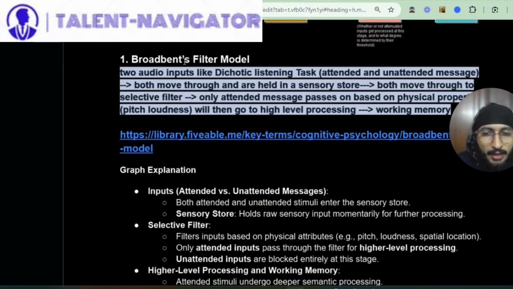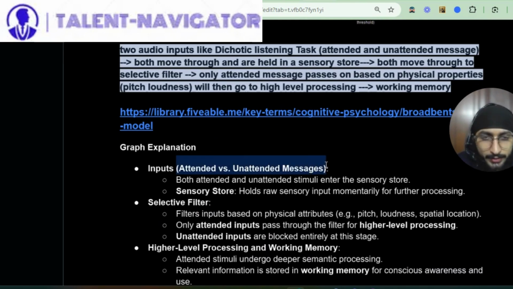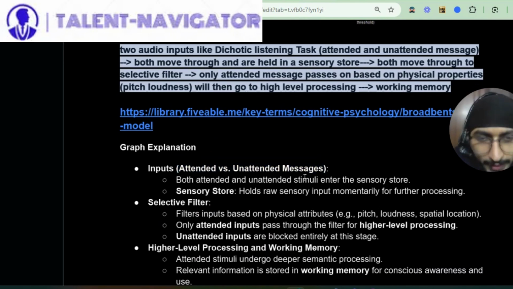Now graph explanation. The graph is basically the picture that is uploaded above. So inputs are attended and unattended messages. Both attended and unattended stimuli enter the sensory store. The sensory store basically holds raw sensory input momentarily for further processing. Now the selective filter filters inputs based on physical attributes like pitch, loudness, spatial location, amplitude, etc. Only the attended inputs pass through the filter for high level processing. Unattended inputs are blocked entirely at this stage.